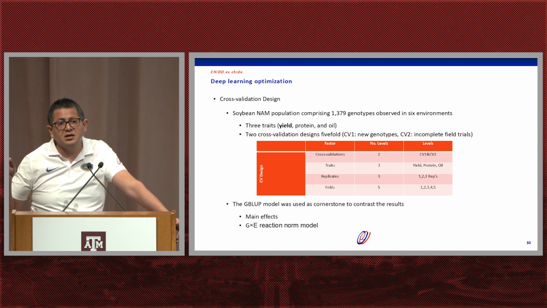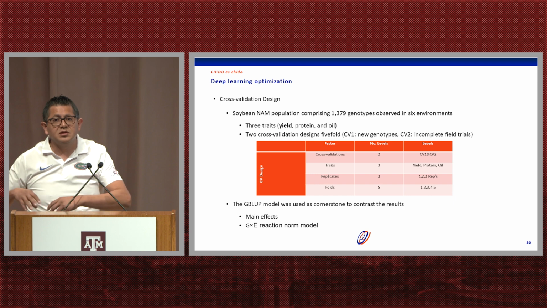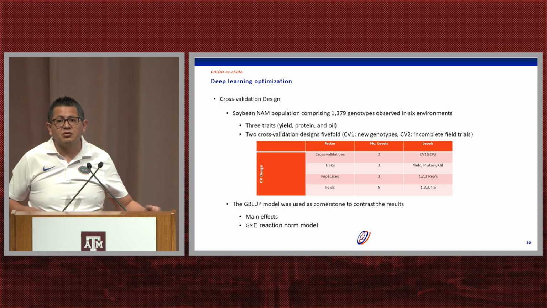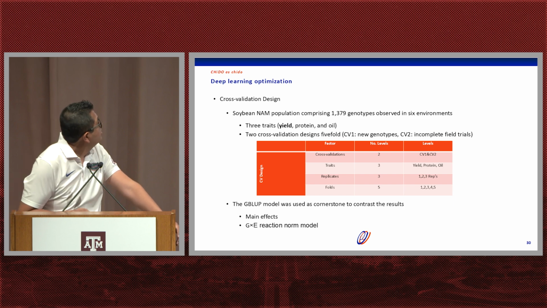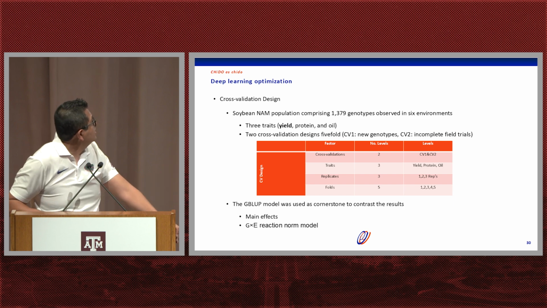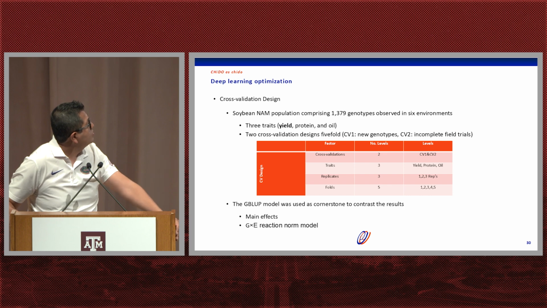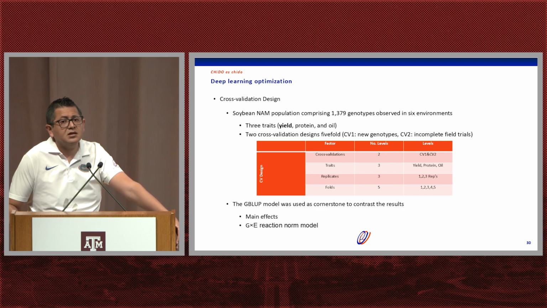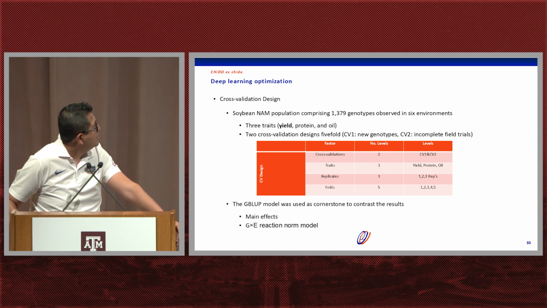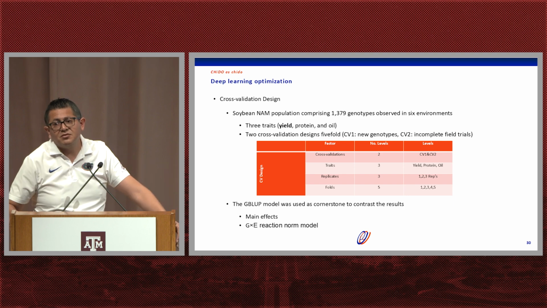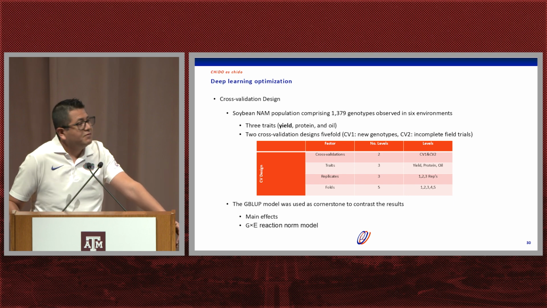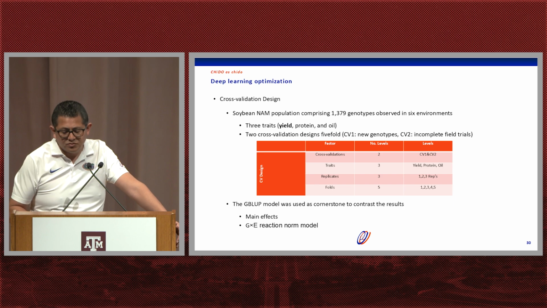So sometimes at the end of the breeding pipeline, you might want to test genotypes in multiple environments, but you might not have enough seed to conduct all of the testings. So this is the CV design. We have 2 cross-validations, 3 traits. We have 3 replicates, because imagine we have 5 million combinations, and we had 5 folds for each one of the different cross-validations.